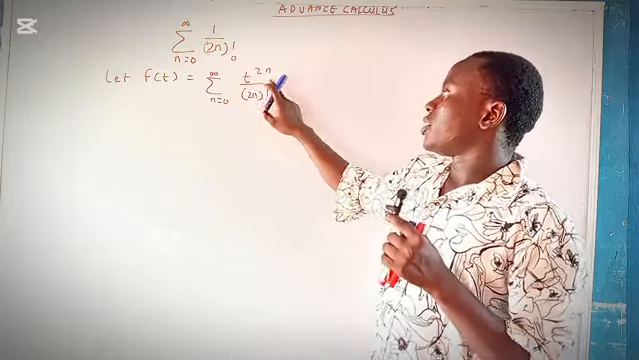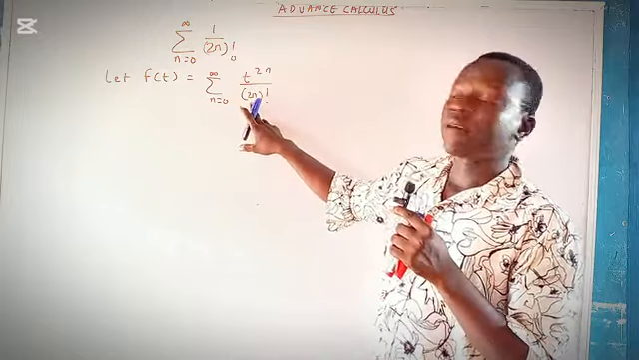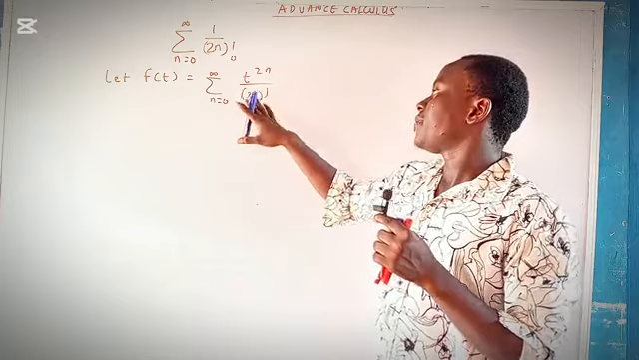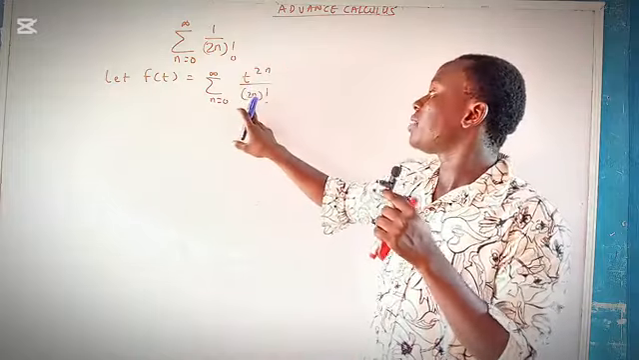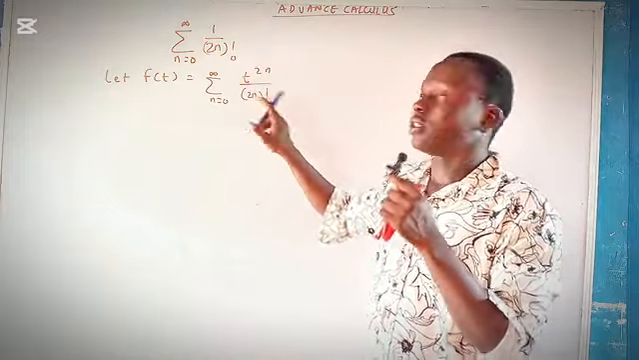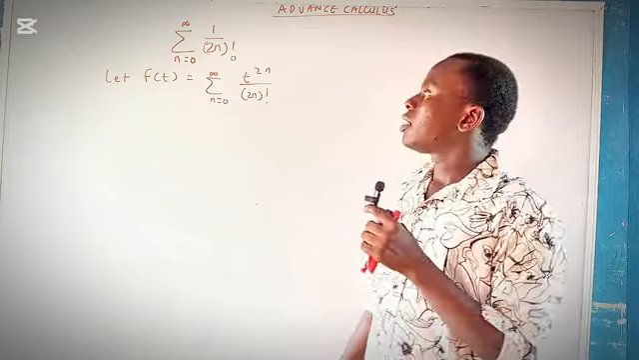The reason why I'm putting 2n here is that at my denominator, I'm having 2n factorial. So if it were 3n factorial, you would put t raised to the power of 3n. So it depends on what you have in your denominator. Do you get what I'm saying now?